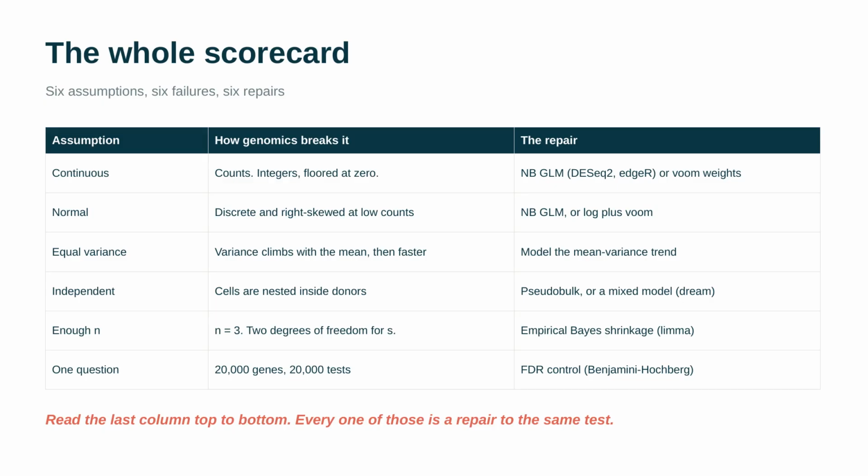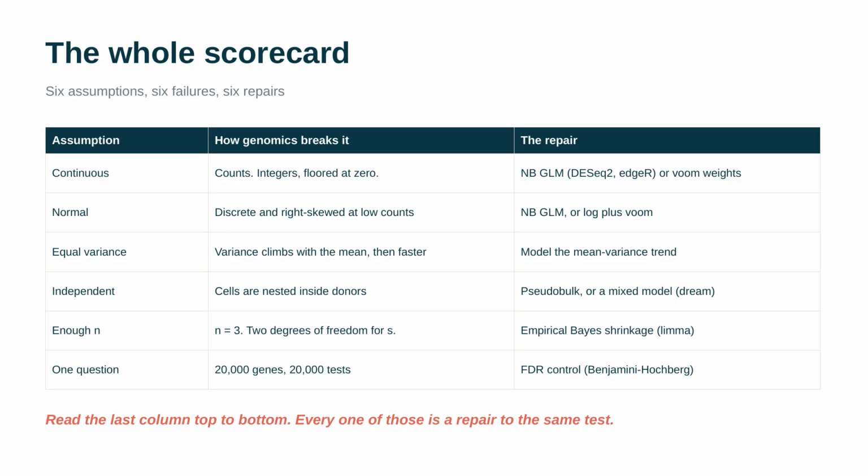Let's put the whole scorecard on one slide. 6 assumptions. 6 failures. 6 fixes. Continuity, broken by counts, fixed by a negative binomial GLM or voom weights. Normality, broken by discreteness and skew, fixed the same way. Equal variance, broken by the mean-variance relationship, fixed by modeling that relationship. Independence, broken by cells nested in donors, fixed by pseudo-bulk or a mixed model. Enough N, broken by 3 replicates, fixed by empirical Bayes shrinkage. 1 question, broken by 20,000 genes, fixed by false discovery rate control.